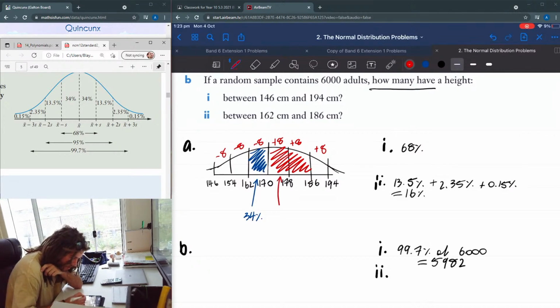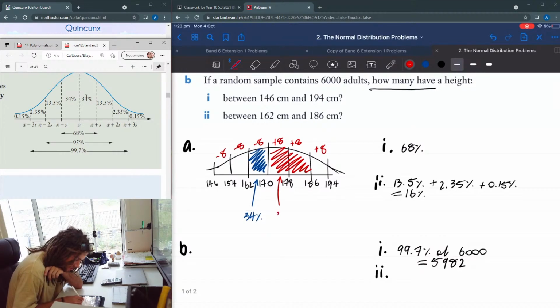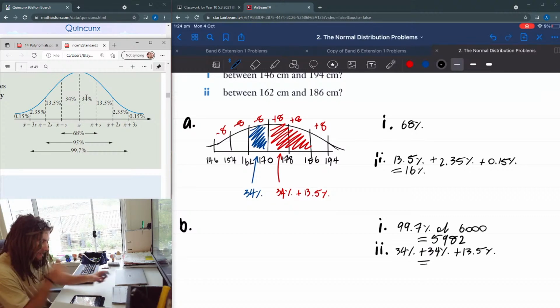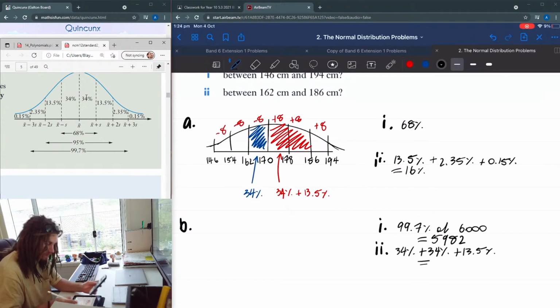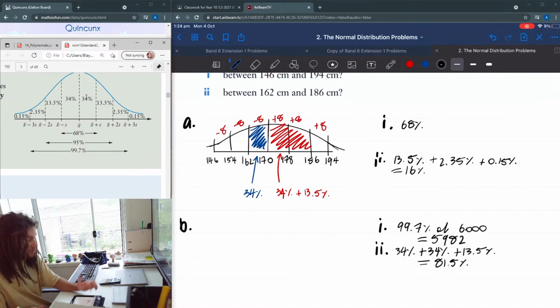And then this is going to be 34 plus 13.5%. Okay, so 34% plus 34% plus 13.5%, and that's going to be 68 plus 13.5, 81.5%. And so that's how you solve problems with the normal distribution.